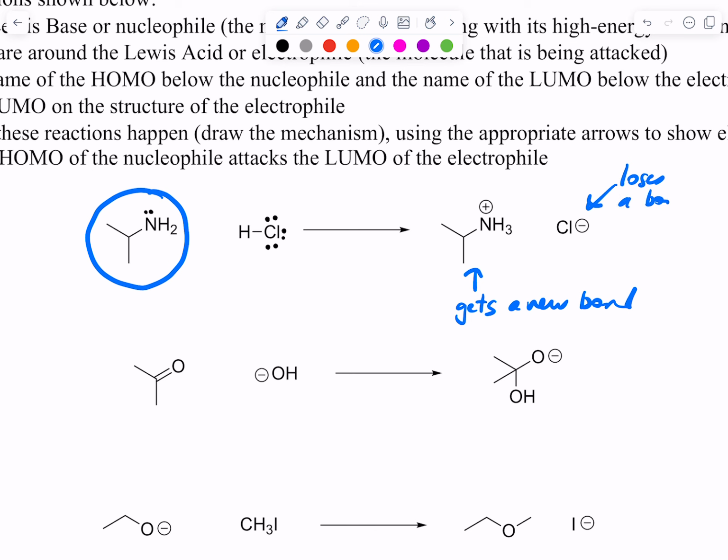Loses a bond. Yes, a nucleophile is going to attack something and gain a bond. An electrophile, if the thing you attack is an antibonding orbital, the electrophile will have lost an old bond and gained a new one. Yeah.